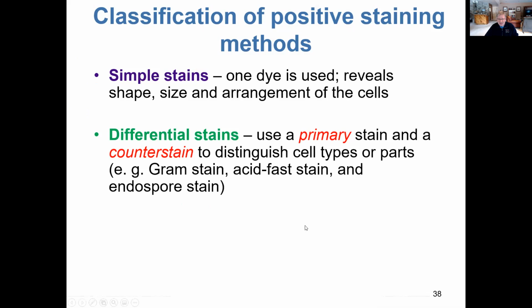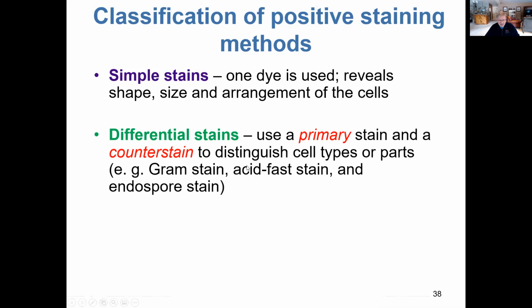Acid-fast stains allow us to differentiate between what are called acid-fast bacteria and non-acid-fast bacteria. So we're going to look at two different colors. Endospore stains are going to allow us to see the green endospores, while the vegetative cells that we talked about in chapter 1 are going to be pink. So we can differentiate endospores from vegetative cells by doing an endospore stain.